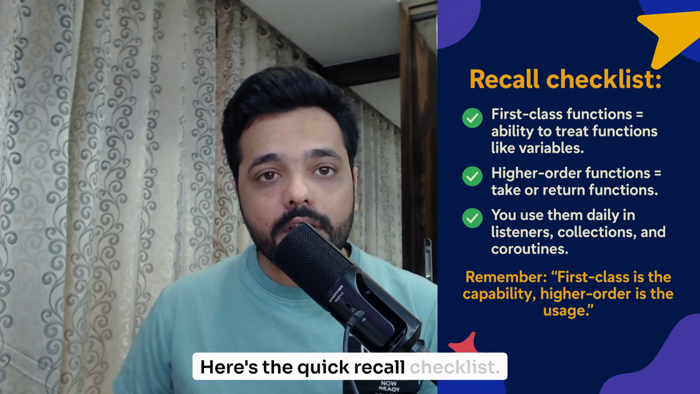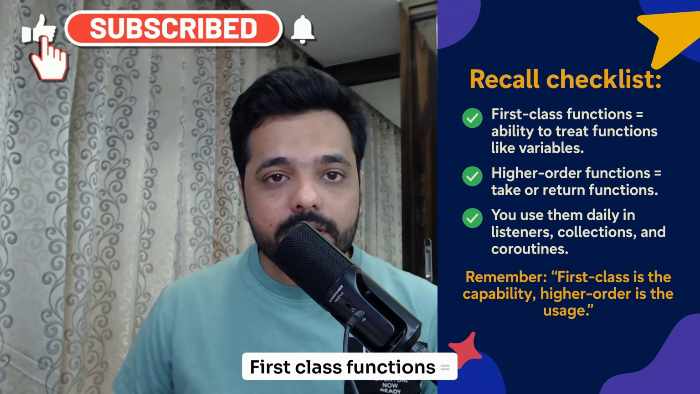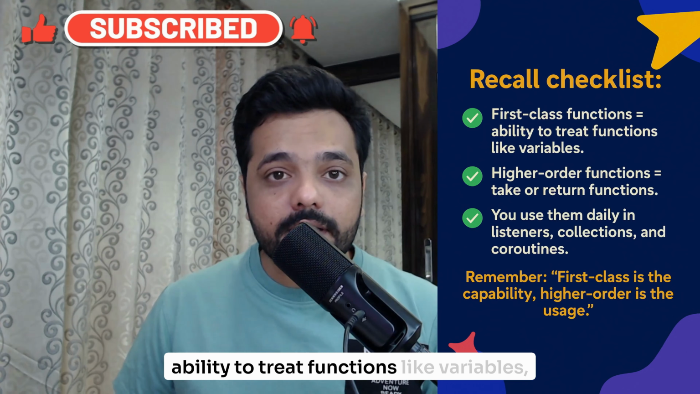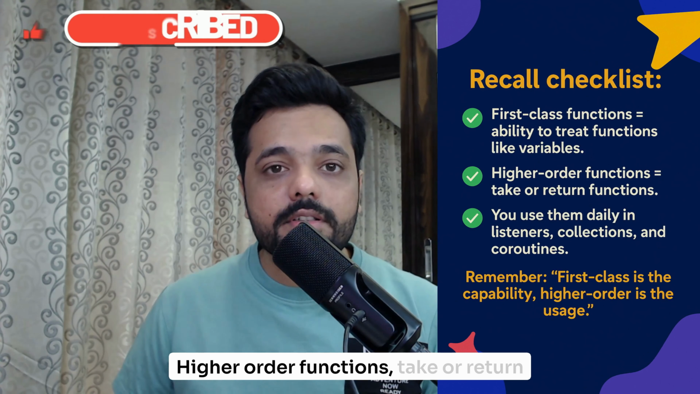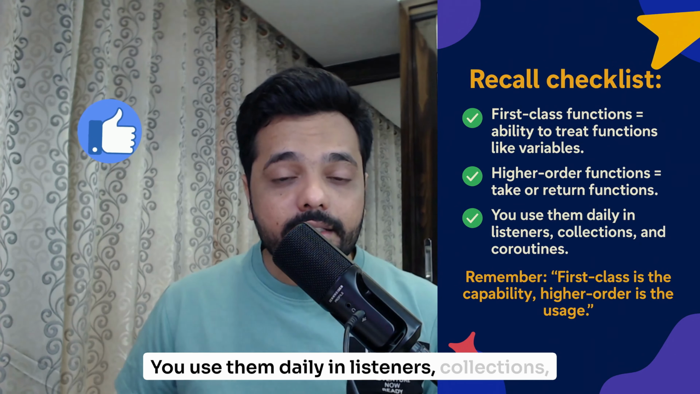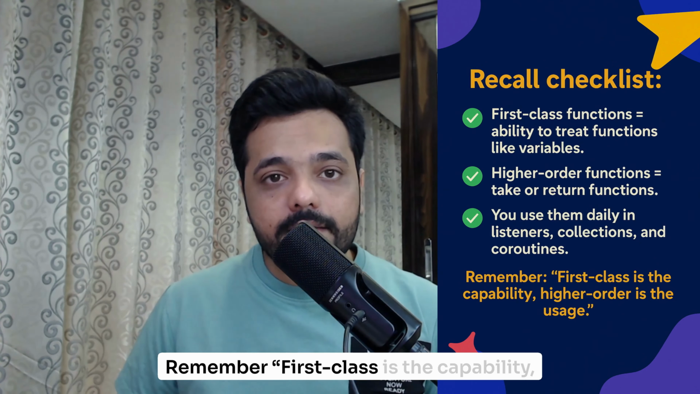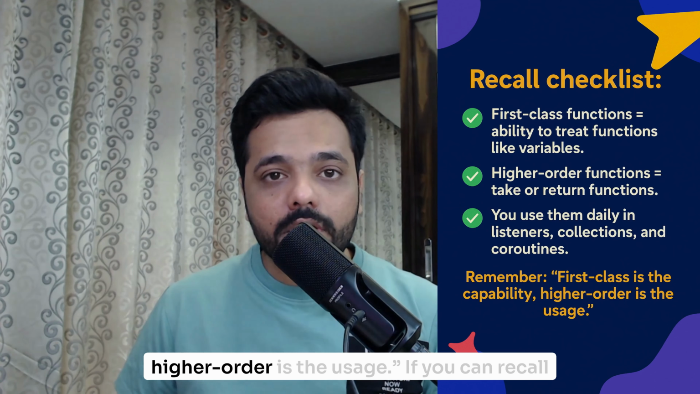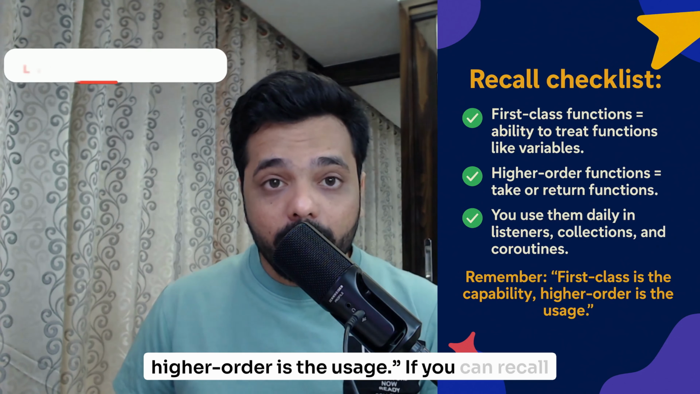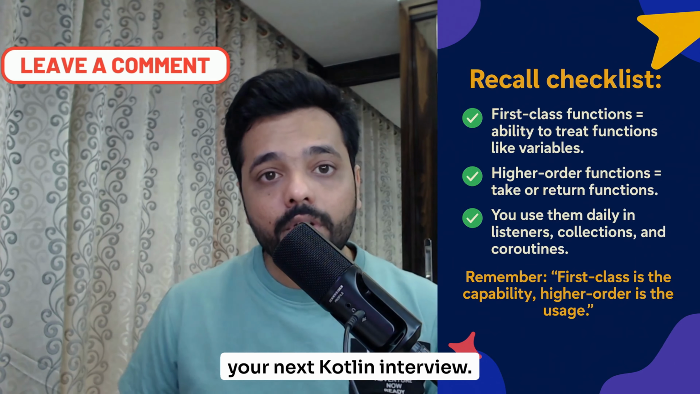Here's the quick recall checklist. First class functions: ability to treat functions like variables. Higher order functions: take or return functions. You use them daily in listeners, collections, and coroutines. Remember, first class is the capability, higher order is the usage. If you can recall these four, you have nailed this concept for your next Kotlin interview.